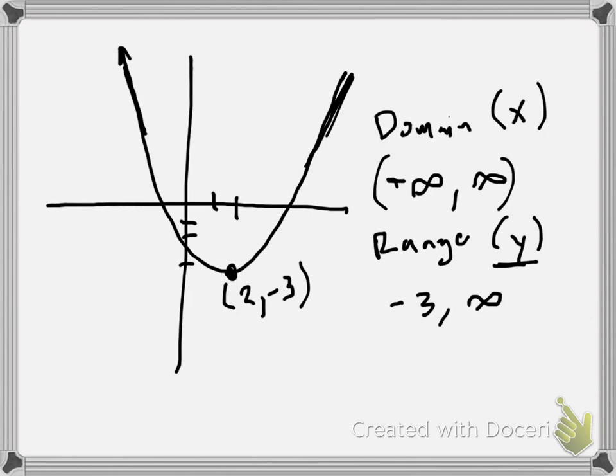Now, -3 is a real point on our graph that we really want to include in our range. So we're going to use a square bracket to indicate that that value is part of our range. The infinity symbol, on the other hand, will always get a parenthesis that goes with it.